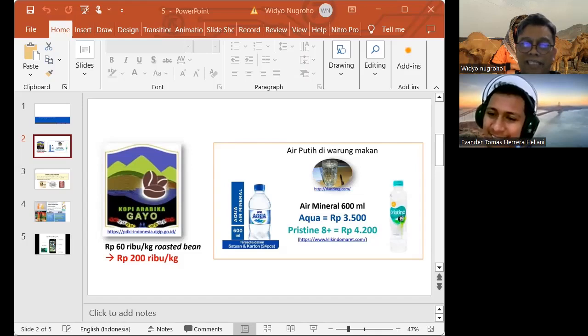Similarly, in the picture next to it, Arabica Gayo Coffee has value because it is registered under intellectual property rights, specifically a geographical indication. Why is it expensive? Because Gayo Coffee, from cultivation to becoming ready to sell, has gone through a long process in registering intellectual property, namely the geographical indicator, compared to Kapal Api coffee, which is much cheaper.